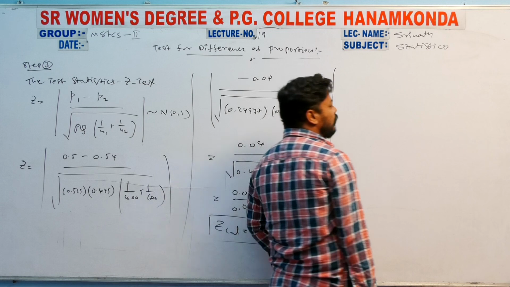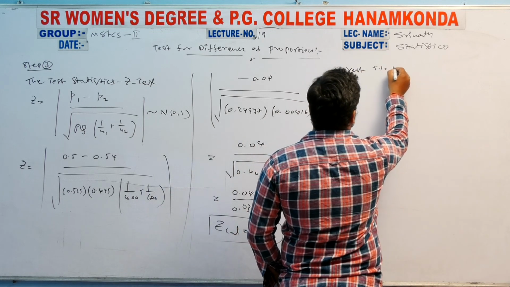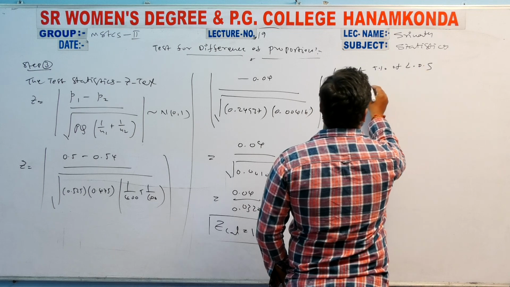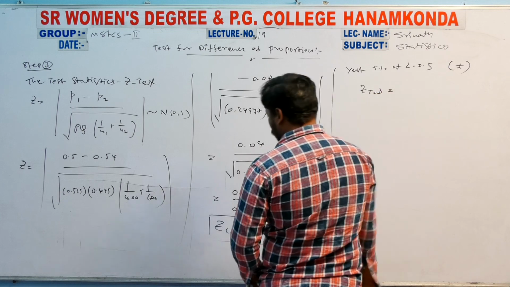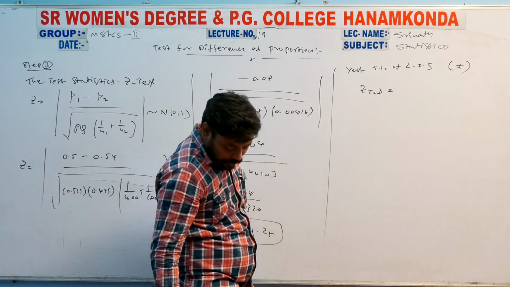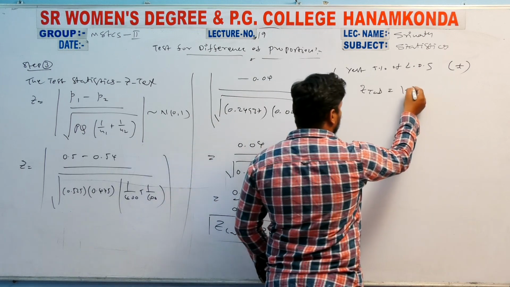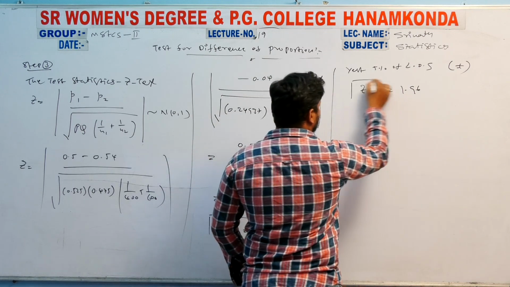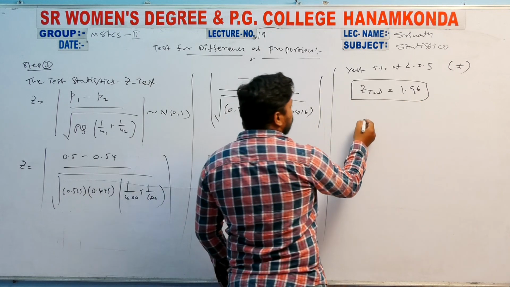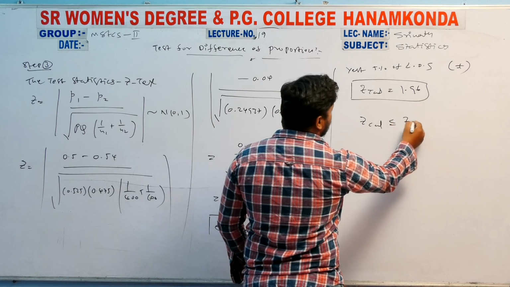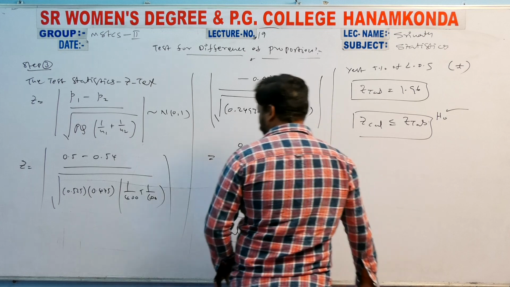Then we compare with the Z table value at 5% level of significance for the two-tailed test. Z table value is equal to 1.96. So here Z calculated is less than or equal to Z table value, satisfying the condition, so H0 is accepted.